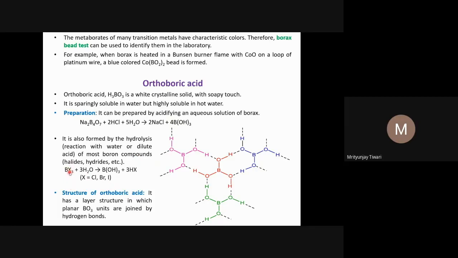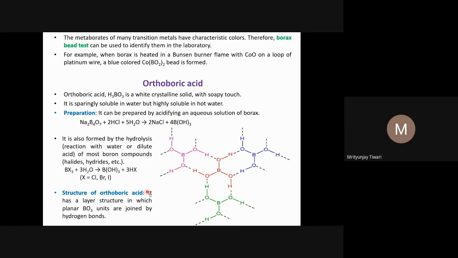So BX3, where X could be chlorine, bromine, iodine, so the chloride, bromide, iodide. BX3 plus 3H2O gives B(OH)3 plus 3HX. This is a double displacement reaction kind of thing. X is replaced with the OH group of the water molecules. The OH of water is replaced with X. So this is the exchange: the OH is gone here, and X has come to hydrogen. So HX formation and B(OH)3 formation happens.